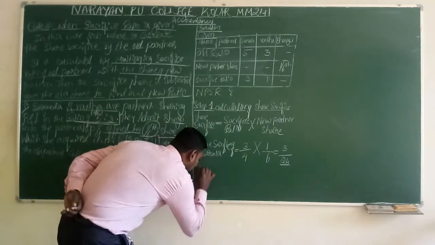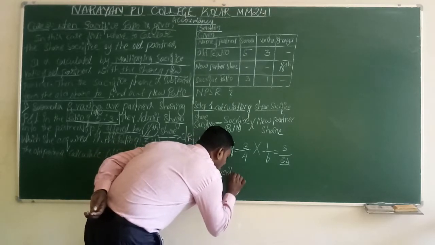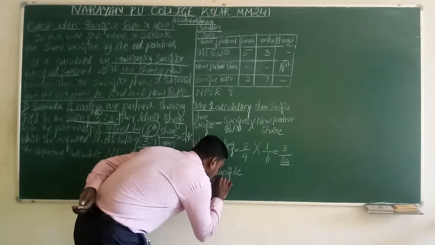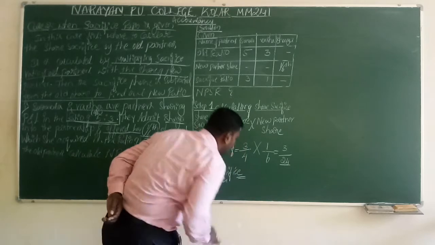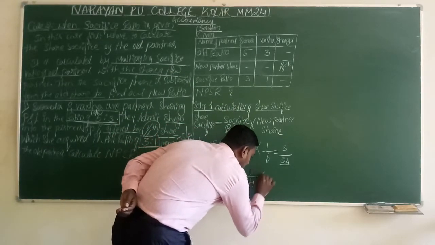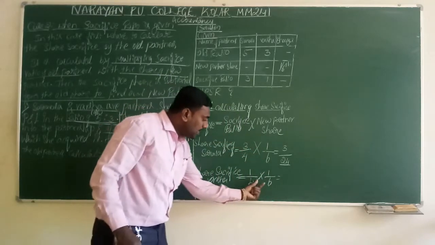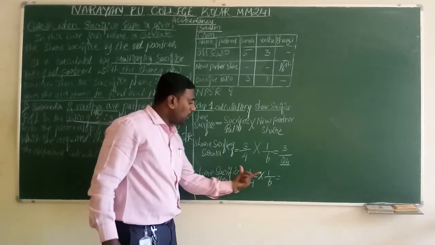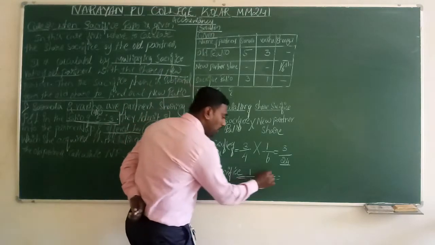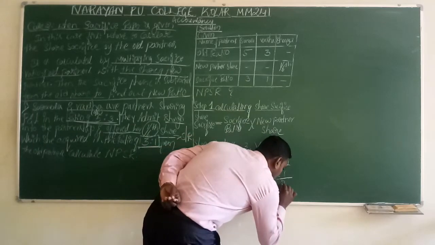Let's come to the second partner. Share sacrifice of Varsha is equal to the sacrifice ratio, 1 divided by 4 into 1 divided by 6. Again the multiplication symbol is there, so we multiply numerator to numerator and denominator to denominator. 1 one is 1, as it is, divided by 6 fours are 24.